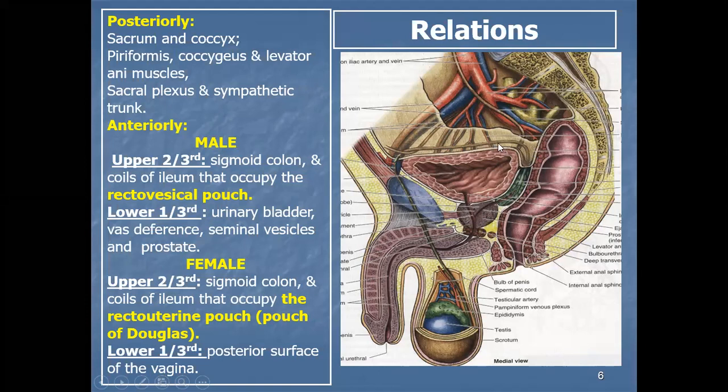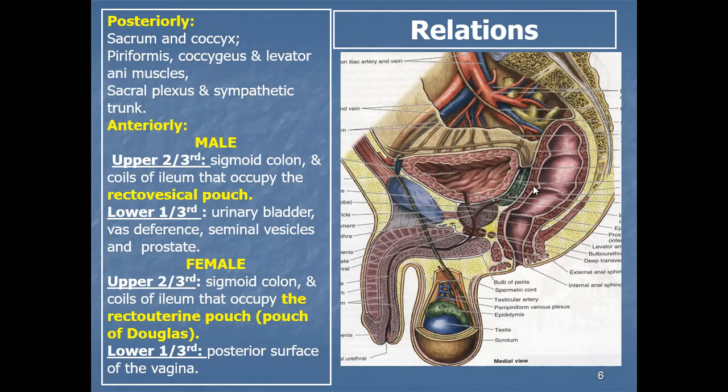In the rectovesical pouch, the pouch is called as the rectovesical pouch. So this pouch here is called the rectovesical pouch, which lies between the rectum and the vesica, meaning bladder, in case of male. But in case of female, between these there will be the uterus, so it will be called the rectouterine pouch. So in case of male, it is the rectovesical pouch, and there will be sigmoid colon as well as the ileum, everything.